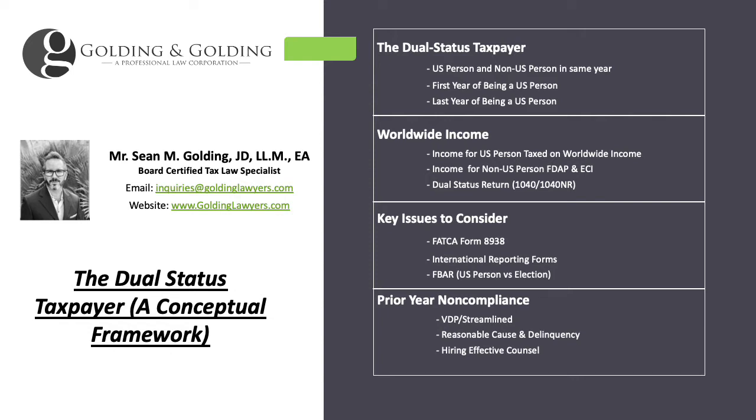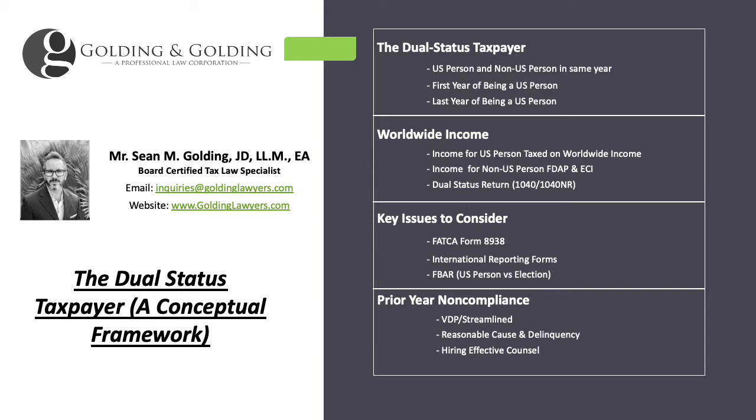We'll give you a little conceptual framework as we approach tax season, or as we're in the beginnings of tax season for those of you on an extension. Dual status taxpayer. So typically what that means is that a person has two statuses, right? So they're a U.S. person and a non-U.S. person in the same year.